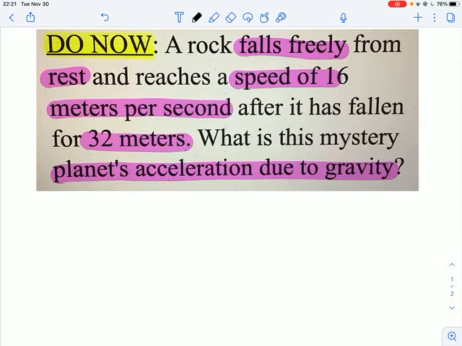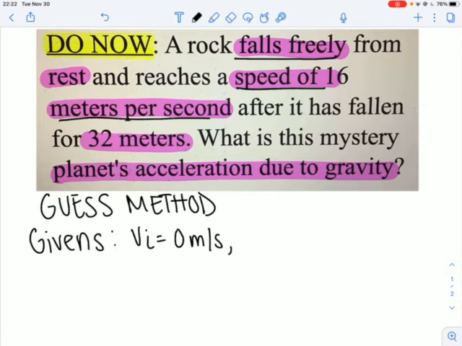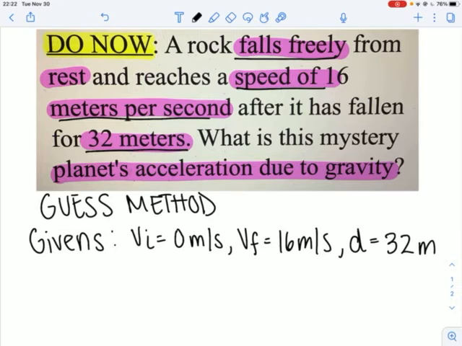Okay, so now the method that we always use is GUESS, right? And that's always how we problem solve. It helps us to keep our work nice and neat. So some givens. It's falling freely, that's what we know, from rest. So Vi equals 0 meters per second. It says it reaches a speed of 16 meters per second. So that means I have a final velocity, 16 meters per second. And it has fallen for 32 meters. So that's a distance that it has traveled.